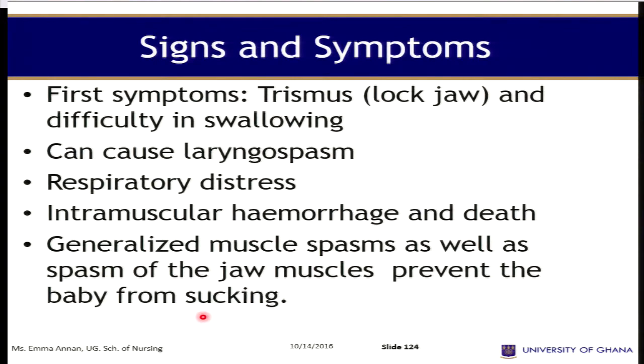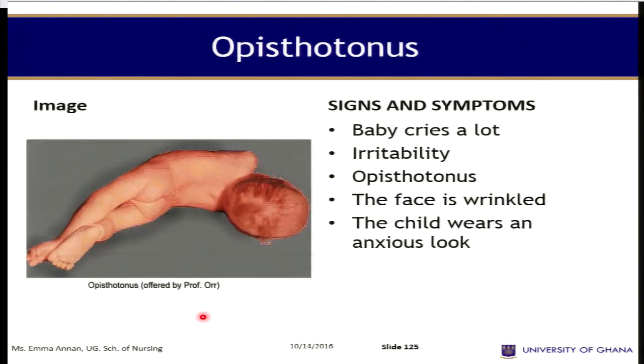Signs and symptoms: there is locked jaw, there's trismus, and there is difficulty in swallowing. There is laryngospasm, there is respiratory distress, there is intramuscular hemorrhage which can lead to death. There is general muscle spasm as well as spasm of the jaw which prevents the baby from sucking, and the baby cries a lot and is irritable.